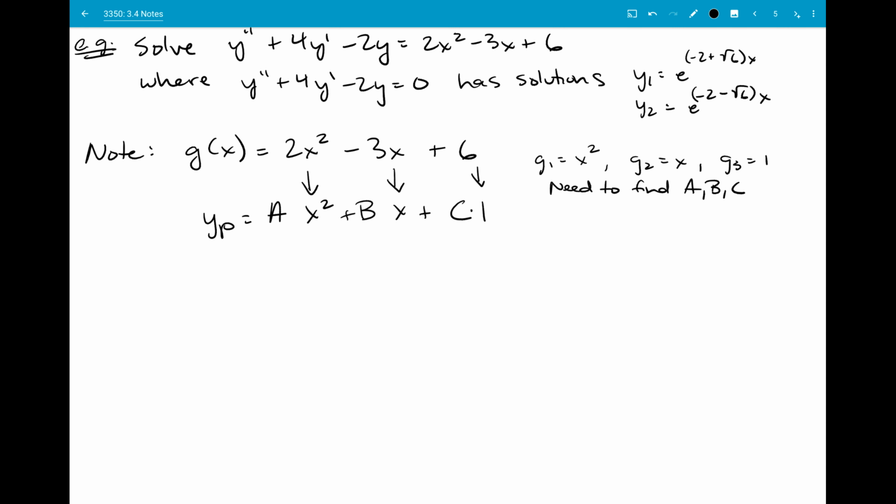Now I'm going to put a little dot there because c1 looked kind of weird. Okay, so if that's what yp is, then the derivative is going to be 2a times x plus b, and the c times 1 goes away. And then the second derivative is just going to be 2a. Those are derivatives with respect to x because x is our independent variable in this differential equation.